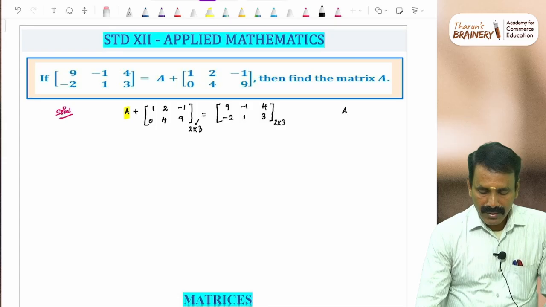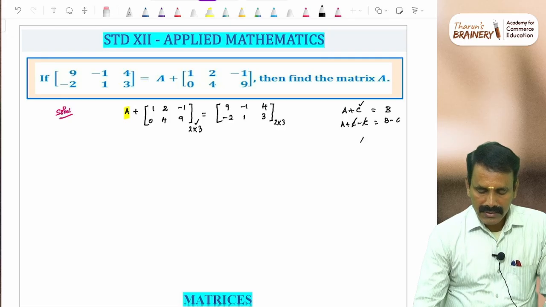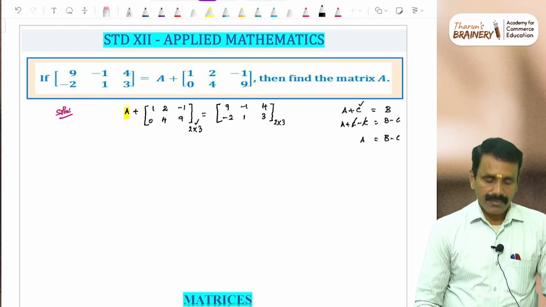Suppose if I am having A plus C is equal to B, if I want to remove this C, what should I do? Add with additive inverse, minus C equal to B minus C. So, C will get cancelled. So, A will be equal to B minus C. Same concept we are going to use.